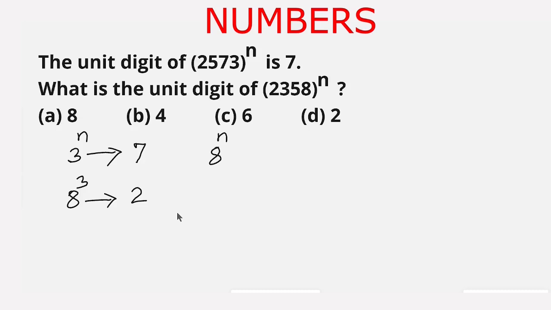8 to the power 2 is 64 and ones place of 64 is 4. We again multiply 8 to the 4 and 8 times 4 is 32 and 32 has ones place 2. This way we can easily find the ones place digit of 8 to the power 3. This gives our answer that 2358 to the power n has unit place 2 or ones place 2. And from the given options, our answer is option D, 2.